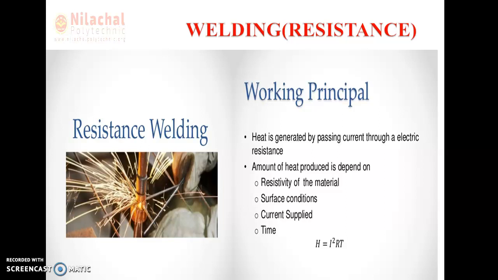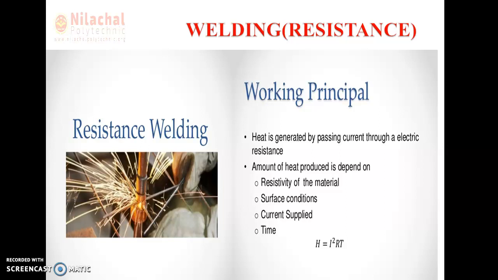The heat generated in the weld may be expressed by this equation, H equals I squared RT, where H is the heat, I is the current, R is the resistance of the assembly, and T is the time duration of the current.